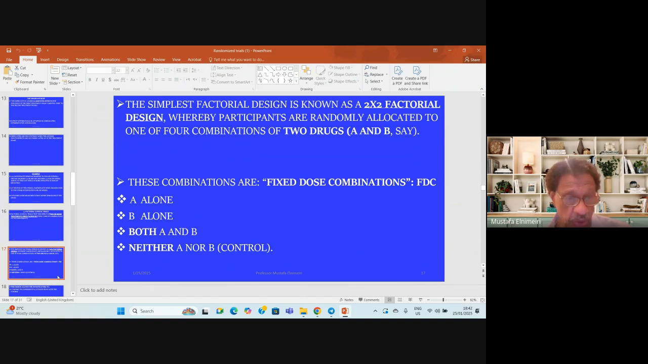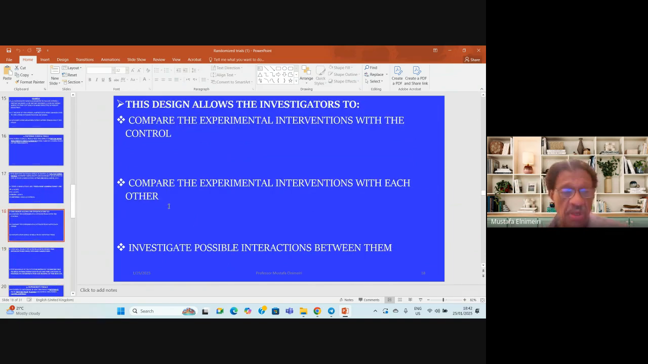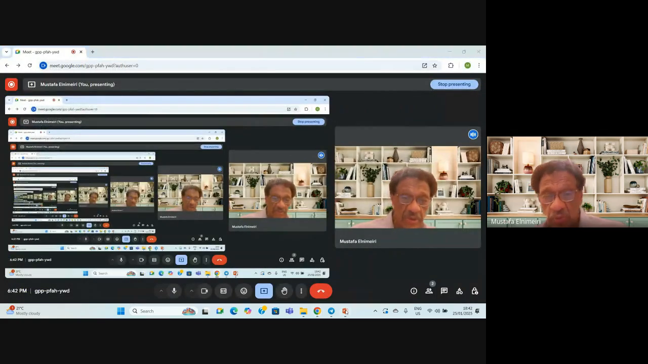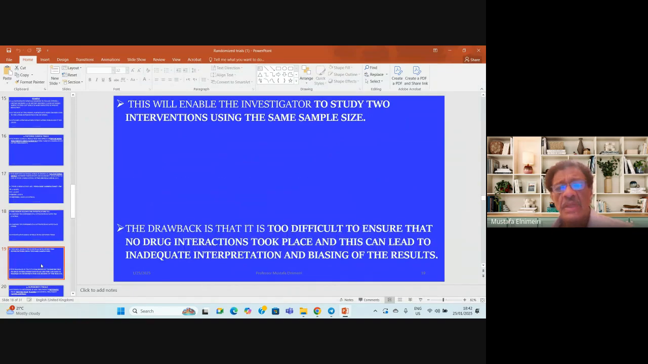This design will allow us to compare the experimental intervention with the control, to compare the experimental interventions with each other, and to investigate any possible interactions that may occur between them as well. This will enable the investigator to study 2 interventions simultaneously using the same sample size. The drawback is that it is too difficult to ensure that no drug interactions have taken place, and this can lead to inadequate interpretation of the results, as well as biasing of the results.